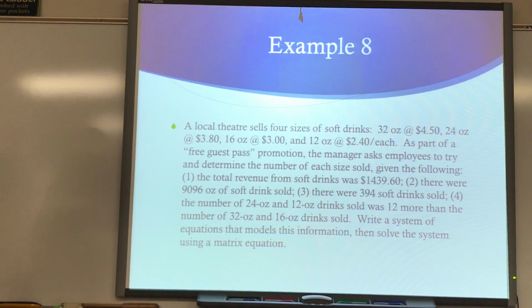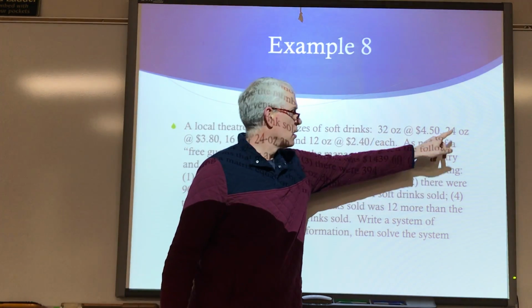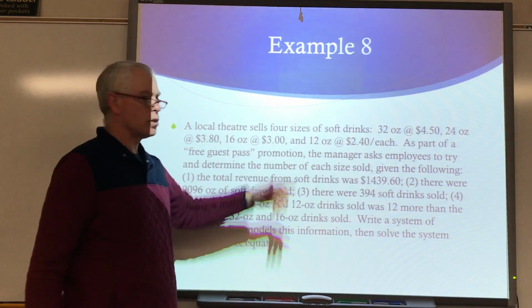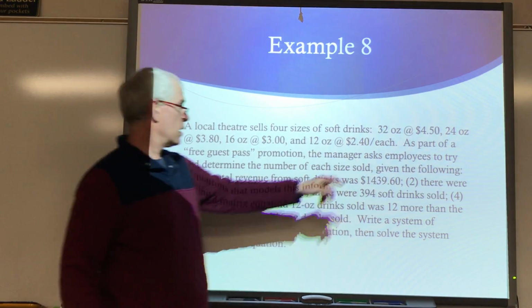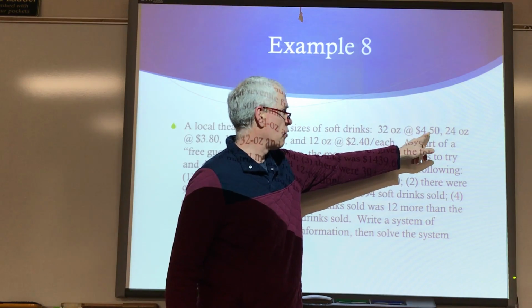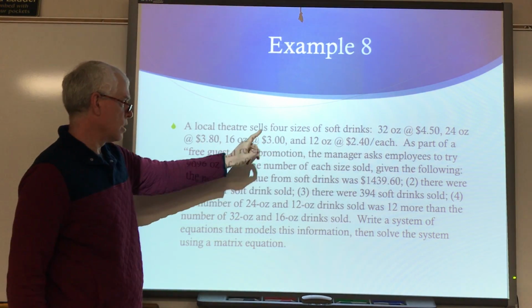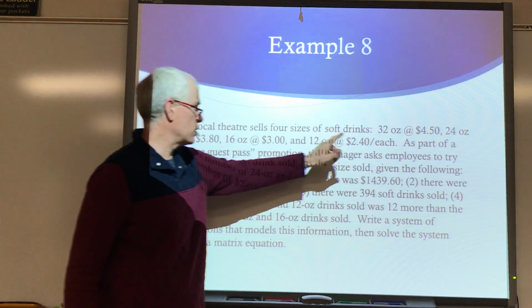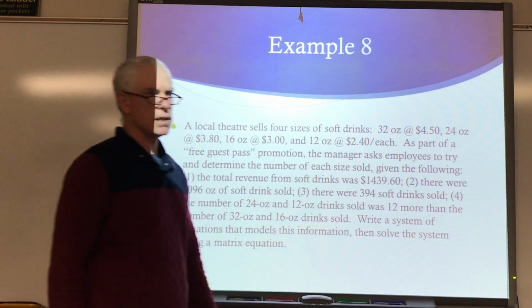Okay, so if we're going to solve this, we have to write the system first. We've got 4 variables to worry about here, so it's going to be 4 equations, 4 unknowns. So let's use extra large, large, medium, and small for our variables. And we know that our revenue is going to come from these. So 4.5 times extra large plus 3.8 times large plus 3 times medium plus 2.4 times small is going to be this revenue of 1439.60.